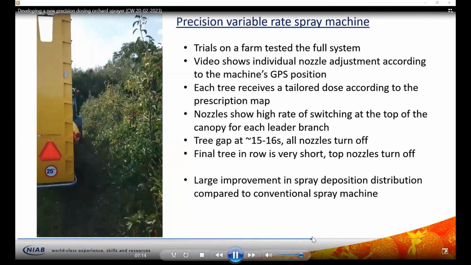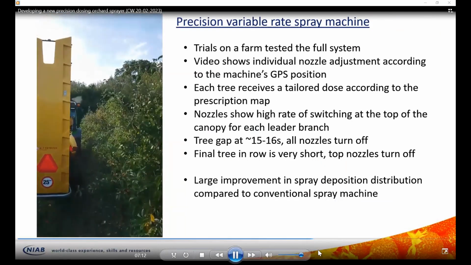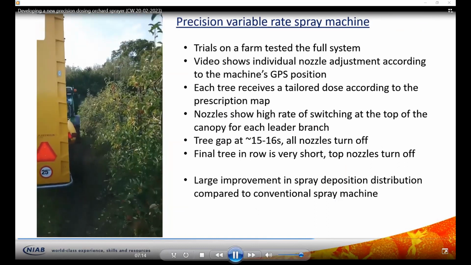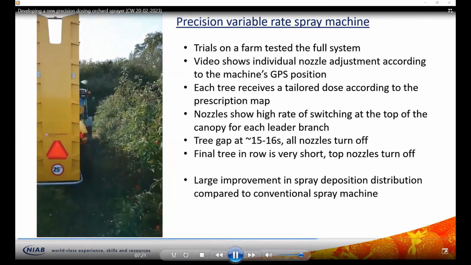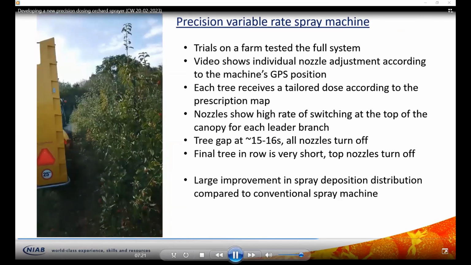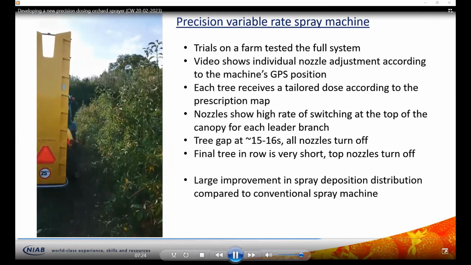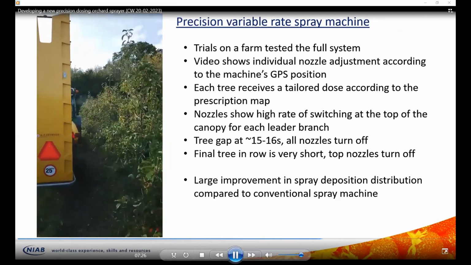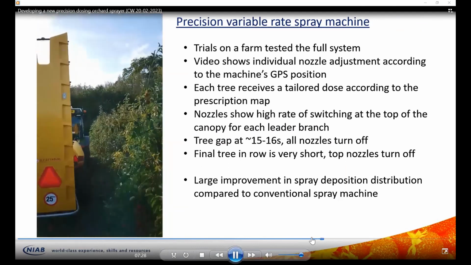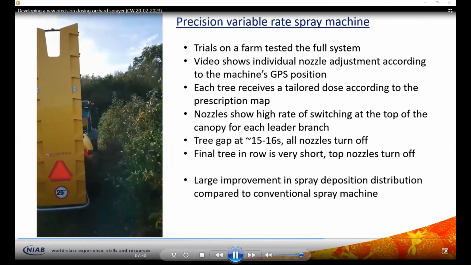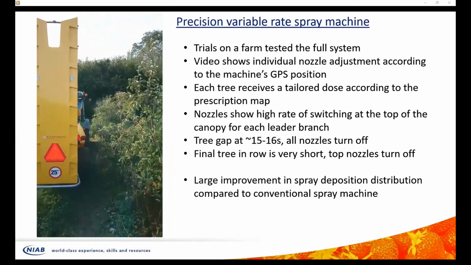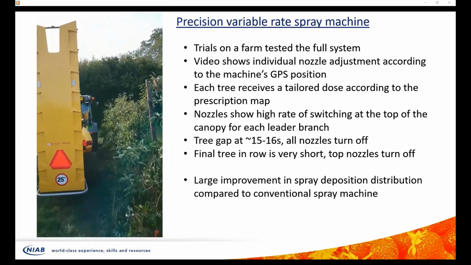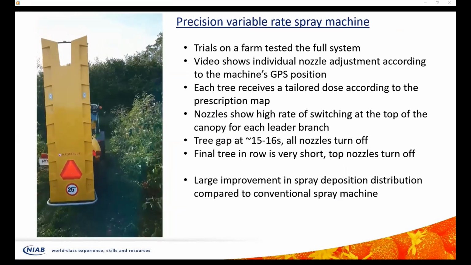We undertook lots more field testing, and in this video you can see the spray system being tested on trees in a commercial orchard. The orchard was previously mapped and that data was processed to create a dose adjustment prescription map based on canopy density. And in this video you can see the spray machine is moving along the orchard row, spraying trees and adjusting the spray output according to those dose adjustment values in the map.